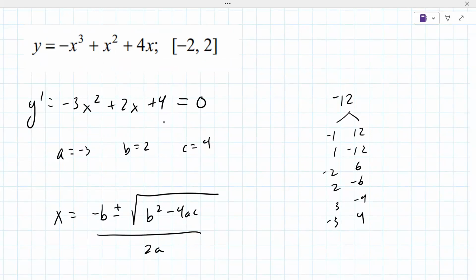So -2 plus or minus. Okay, and I just plug in those numbers. Wait, what am I solving for exactly? You're solving for something that's in this interval, an x value in the interval. And that's where it gets really hard, because you don't really know what these numbers look like.